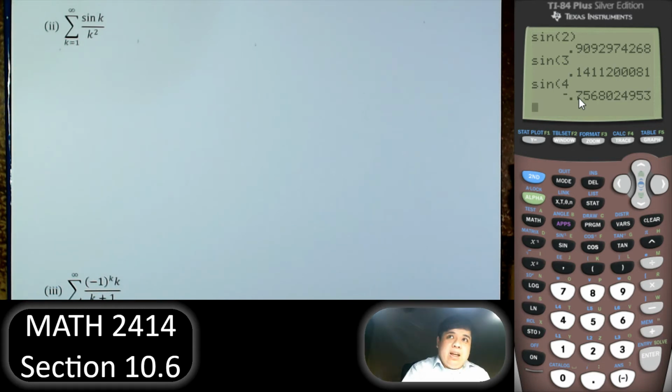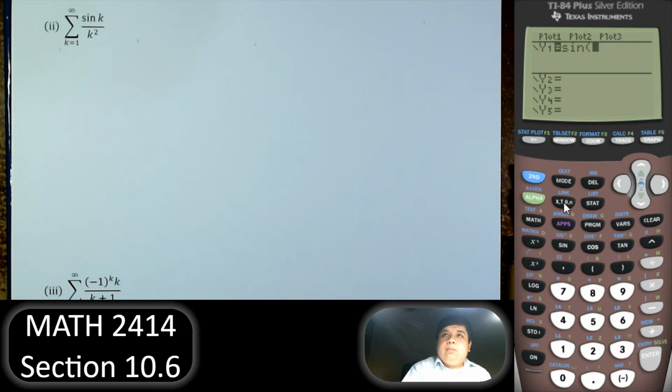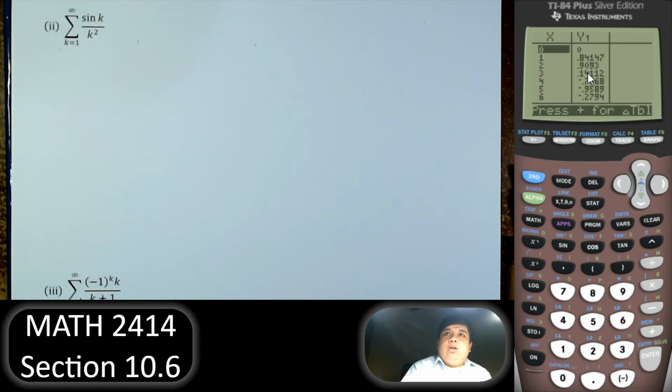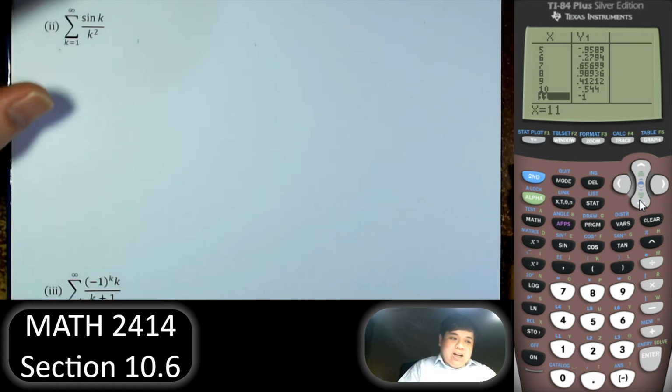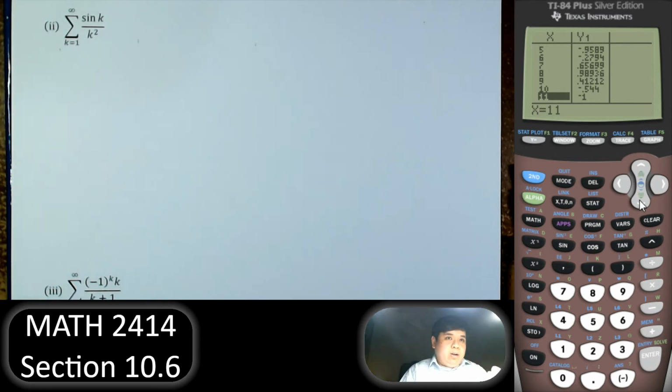Sine of 1 is positive, sine of 2, let's just do this. And we go to the table, and you see there's some positive and then some negative, and then some positive and some negative. The signs do not alternate between positive and negative. But regardless, this time they did not ask for that. They ask: is it absolutely convergent, conditionally convergent, or divergent?